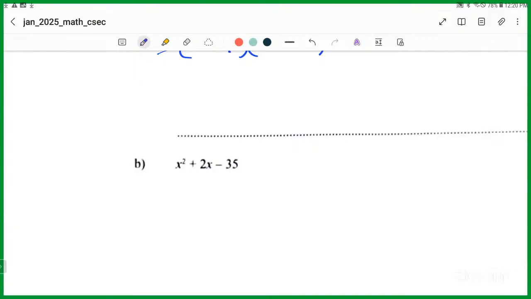Then this one's a quadratic. If you're using the process, you have to multiply the coefficient of x squared, which is 1, and negative 35. This one can be factorized quickly now, but let's use the process to split the middle term. We're trying to split this 2x in the middle. So we multiply 1 times negative 35, then we need factors of negative 35 that add to the middle coefficient of plus 2.